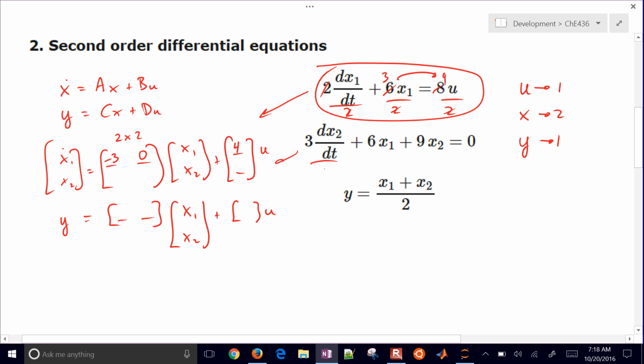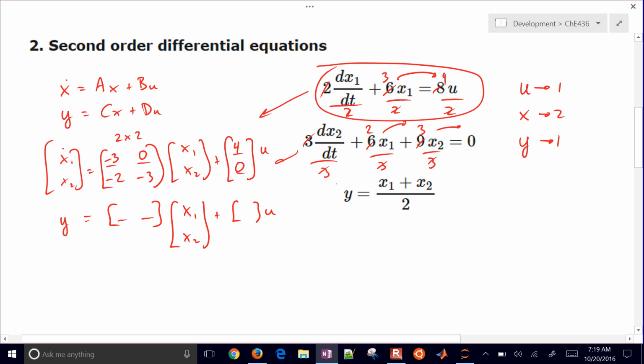And let me do the same thing on this side. I'll divide by 3. And then move these over to the other side. And so that's going to be a -2 and -3. And there's no input, so that's going to be 0 for the u.